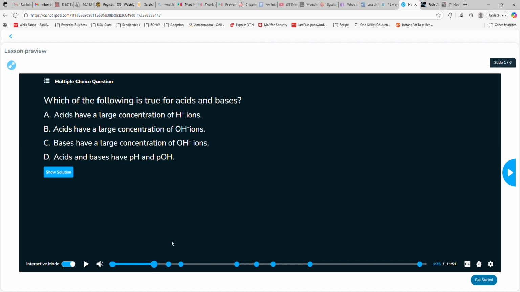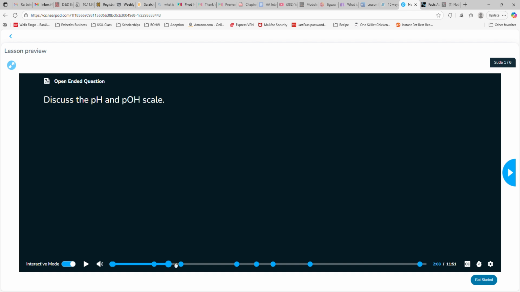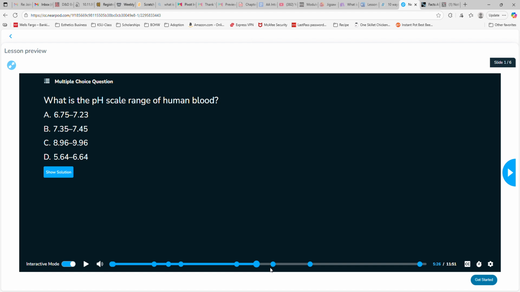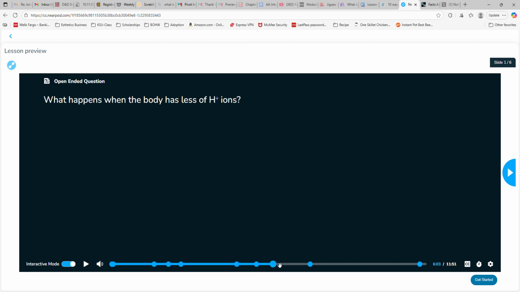When they get to like a minute 35, what of the following is true of acids and bases? There's multiple correct choices in this. I think there was only one that is not correct. So A, C, and D would be the answer, and then there's another open-ended and multiple choice. So it was a good blend of open-ended and multiple choice, and it goes along with the video.